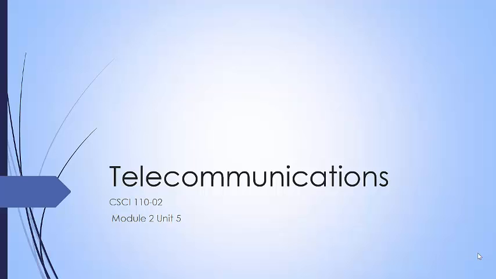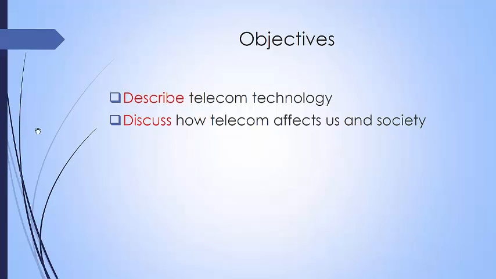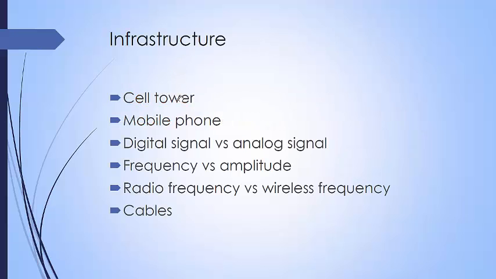So we had mentioned telecommunications. We want to describe telecom technology and discuss how telecom affects us in society. So basic infrastructure, we have cell towers, mobile phones, digital signal versus analog signal. Pay attention to that in your reading. Frequency versus amplitude, radio frequency versus wireless frequencies, and different kinds of cables.